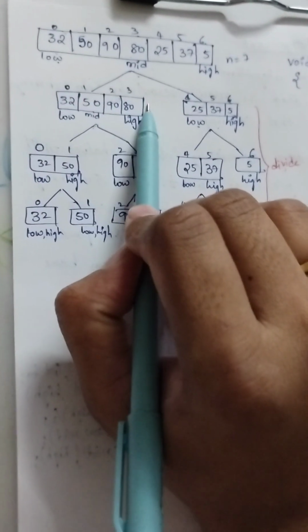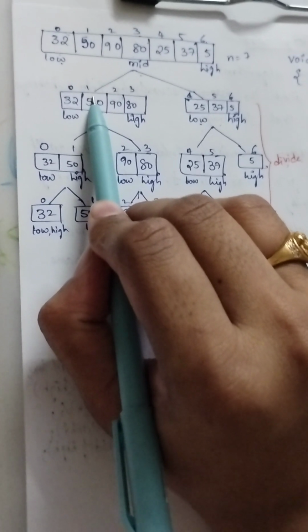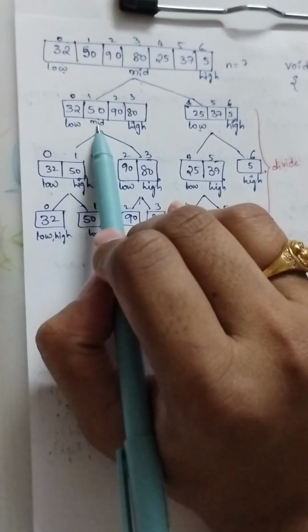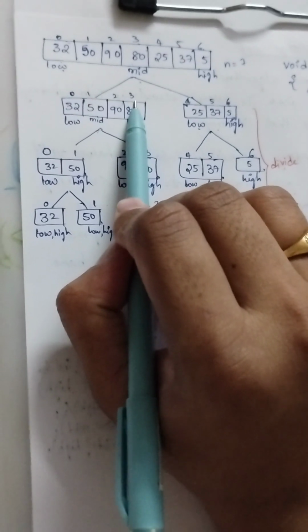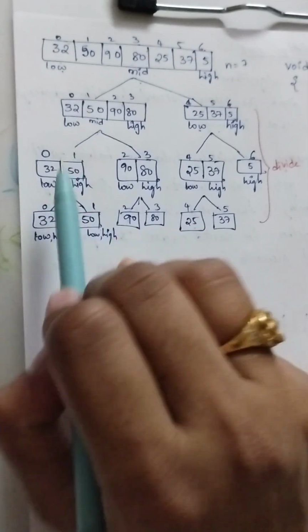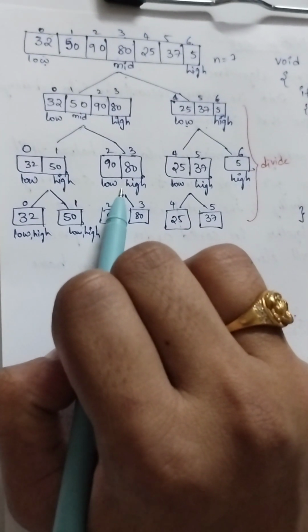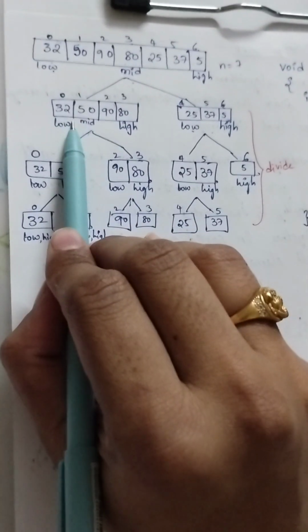So now for this one, 0 index is low, high index is 3. Again 0 plus 3 by 2, that is 1.5. 1 is going to be taken as the middle element. So this one: 0 is low, mid is 1, high is 3. So again from low to mid one subarray, mid plus 1 to high another subarray. Again we have divided this into two partitions.